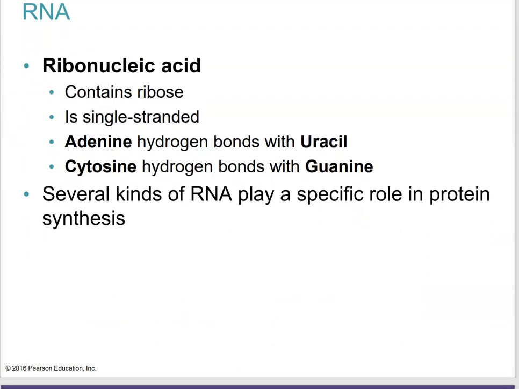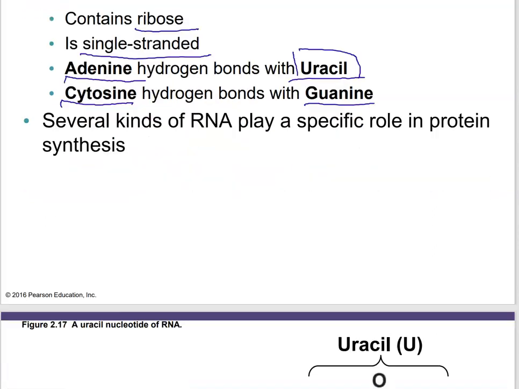RNA is slightly different. It contains the sugar ribose instead of deoxyribose. It is typically single-stranded, and it replaces the thymine base. We're using uracil in RNA. So in this case, the adenine would hydrogen bond with uracil. That's typical of RNA. You find this only in RNA. The thymine is what you find in DNA. Now, luckily, the other two are the same between DNA and RNA. So cytosine and guanine are the same as with DNA.